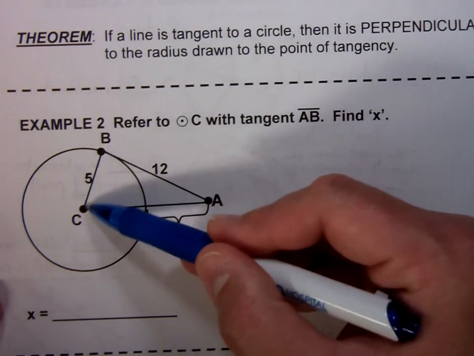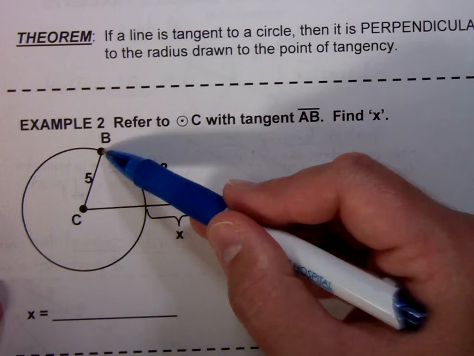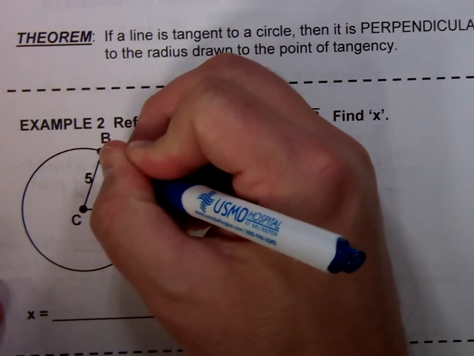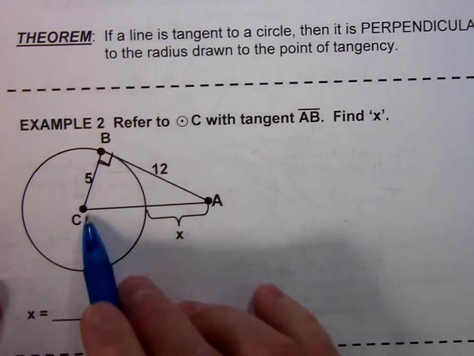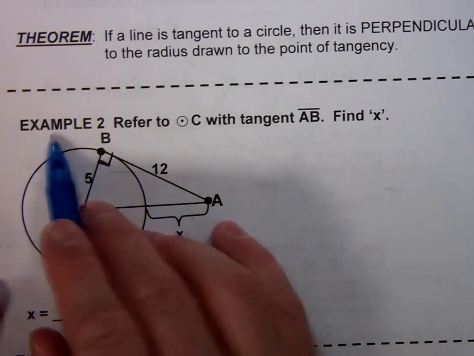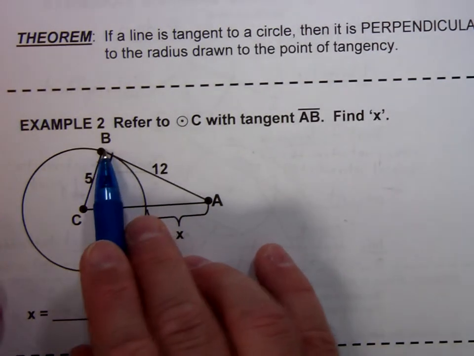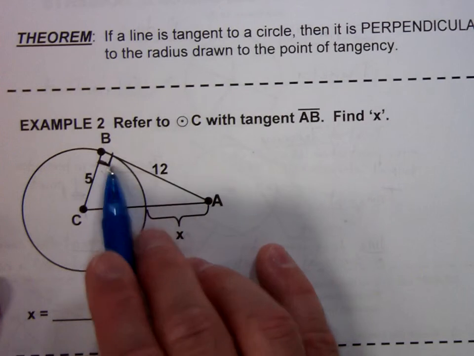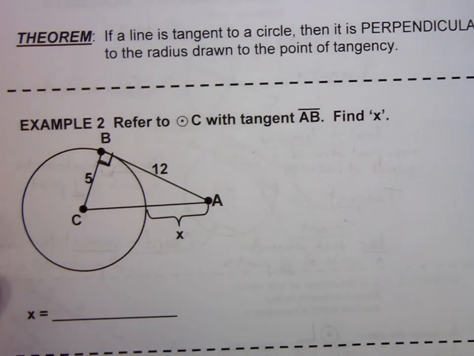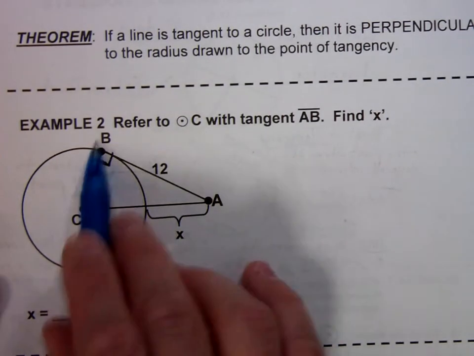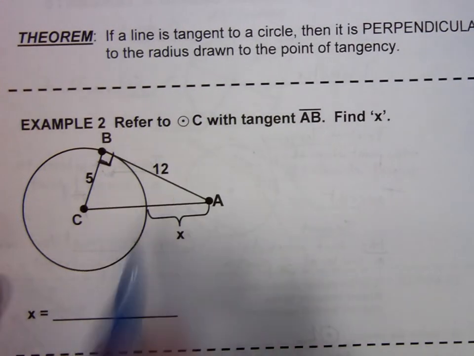So here's the radius, and it's drawn to point B. So they are going to be perpendicular to each other. Anytime you have that radius and a tangent intersecting at that point of tangency, they are going to be perpendicular. They're going to form a right angle. So in this situation, we have a right triangle based on this theorem. Well, I know that's a right angle, so we have a right triangle.